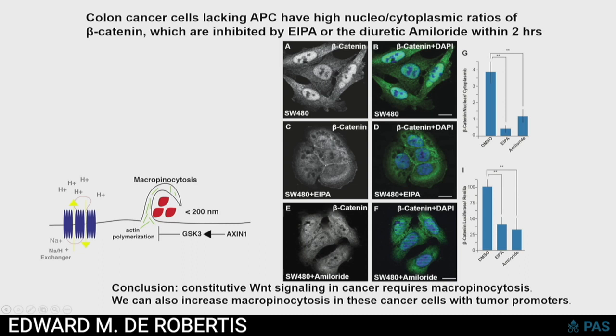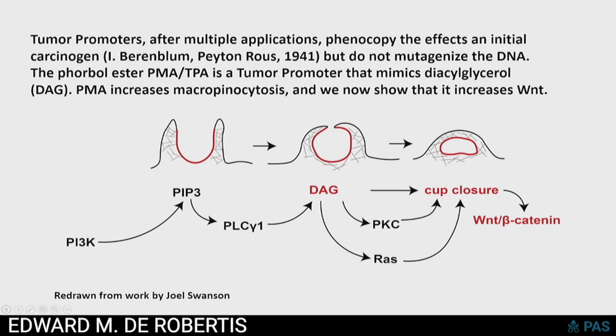The tumor promoters don't cause cancer in themselves, but they promote the development of cancer. It's known since 1941 that multiple applications of this phenocopy the effects of an initial carcinogen. You put a carcinogen and then you paint, for example, a rabbit ear with croton oil or turpentine, and the active agent is called phorbol ester, which mimics diacylglycerol, and it was known from the work of Joel Swanson that this increases macropinocytosis. So we can increase macropinocytosis with a tumor promoter.